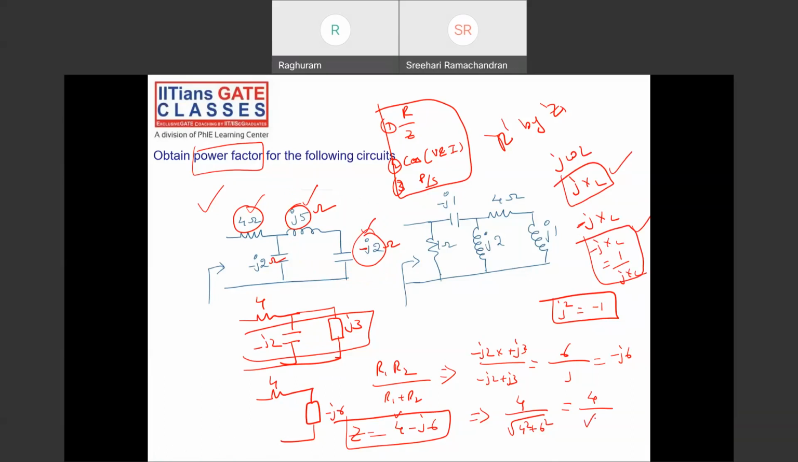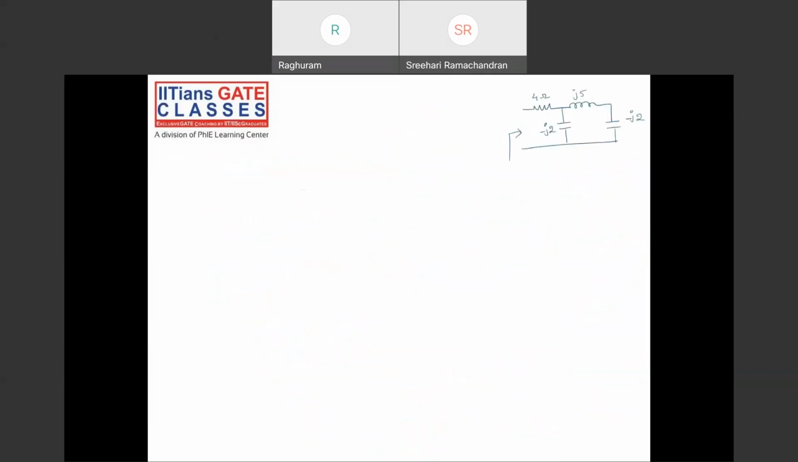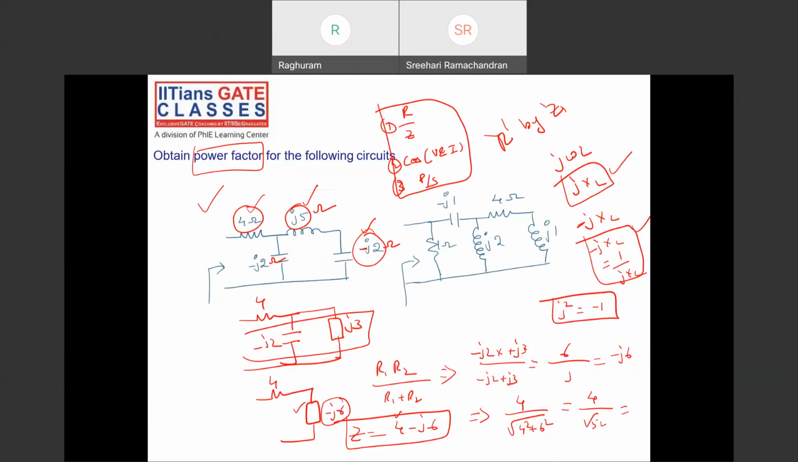These are inductive reactances and capacitive reactances. Okay, 4 by root 52, that's the power factor answer. Now tell me whether it's lagging or leading. You can see this is minus J6. What kind of element is this? Can you tell me? Capacitor. Right, you'll always get minus J for capacitance. So this is a capacitive circuit.